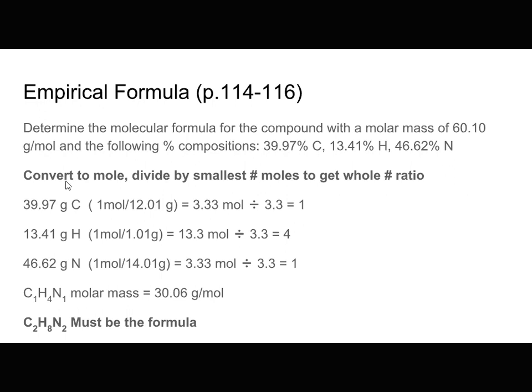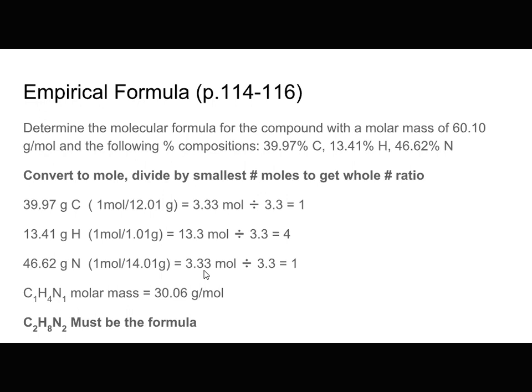In bold, I've given the directions on how we teach Chem 1 students to solve something like this. First off, if these are all percentages, let's just assume that they're grams. Because if it was a 100 gram sample, 39.97% of 100 grams would be 39.97 grams. So if I have a mass of each element, when in doubt, convert to moles. So notice my 3 mole conversions here for the different molar masses. That gives me a value for each of these.